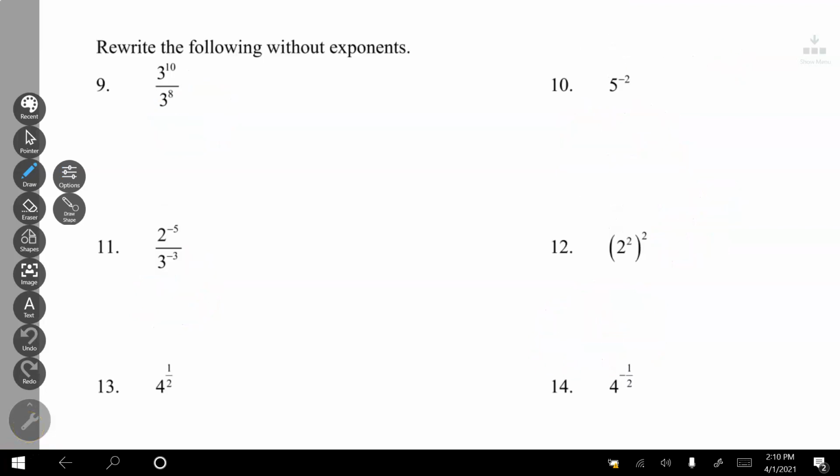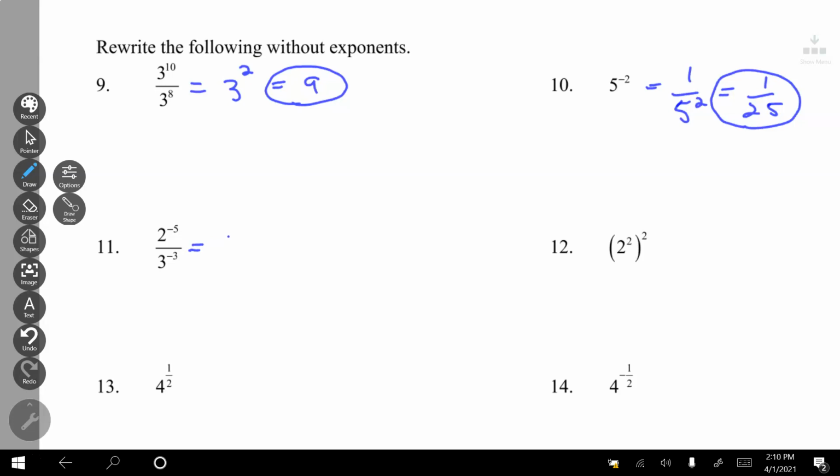So I'm going to use my rules of exponents to simplify these expressions. And over here I can subtract the exponents. So I get 3 to the 2nd, or 3 squared, which is equal to 9. Over here I could rewrite it as 1 over 5 squared, because that's what a negative exponent means. So I get 1 over 25.